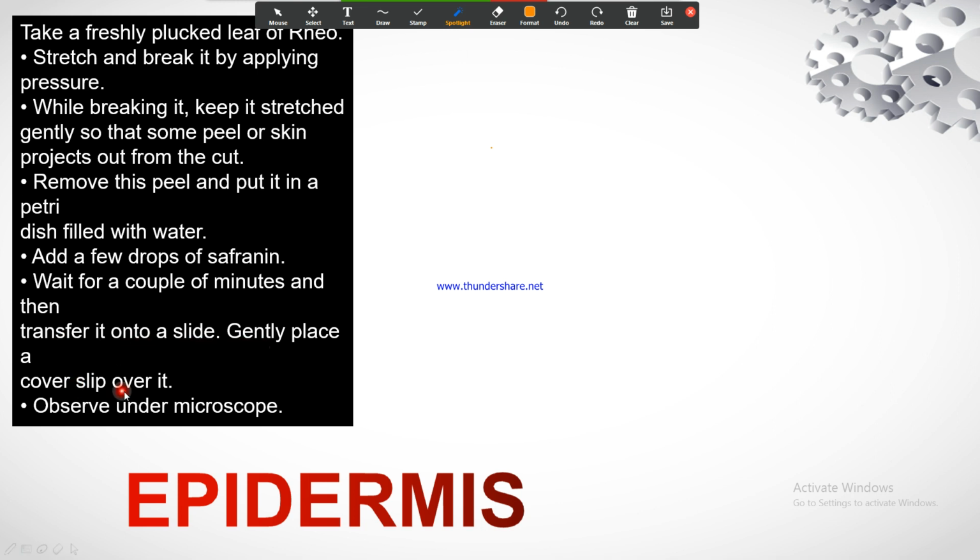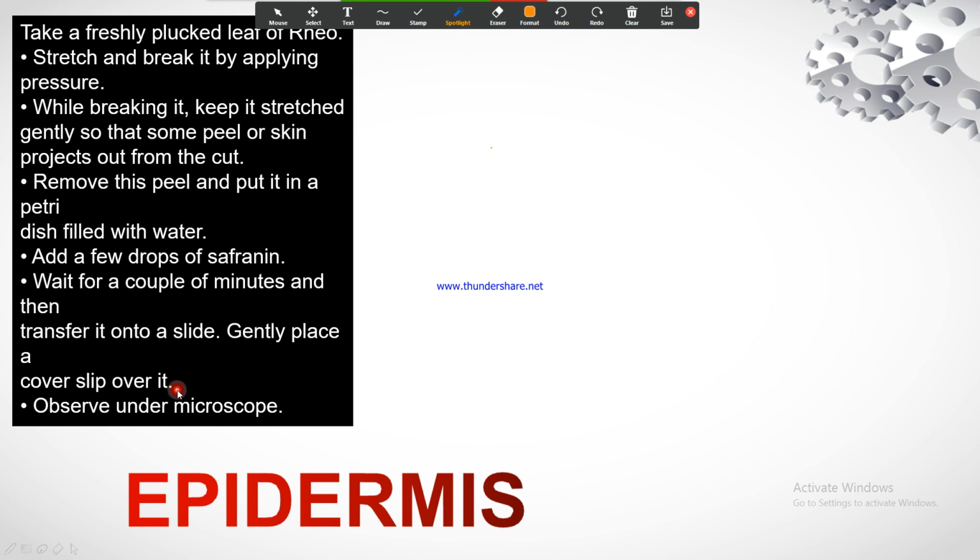Gently place a cover slip over it. Before covering with the cover slip, we can use blotting paper and remove the excess water if it is present on the slide. After that, definitely you have to cover with the cover slip. Why should we cover the specimen with a cover slip? To avoid any air bubble formation.